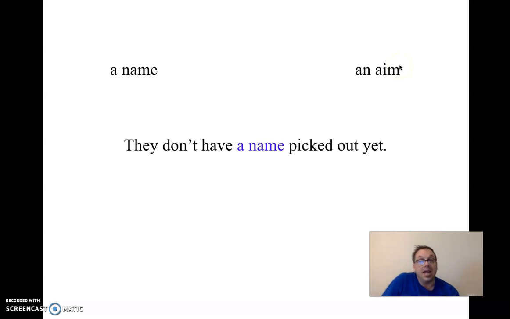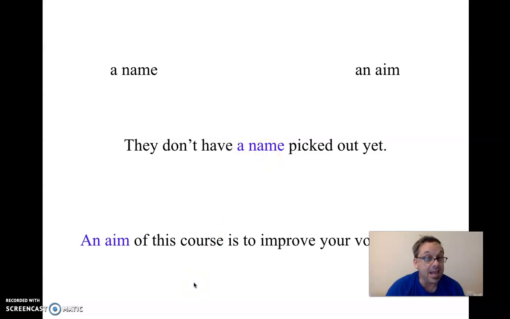They don't have a name picked out yet. They don't have a name picked out yet. Stop, N, a name. An aim of this course is to improve your vocabulary. An aim of this course is to improve your vocabulary.